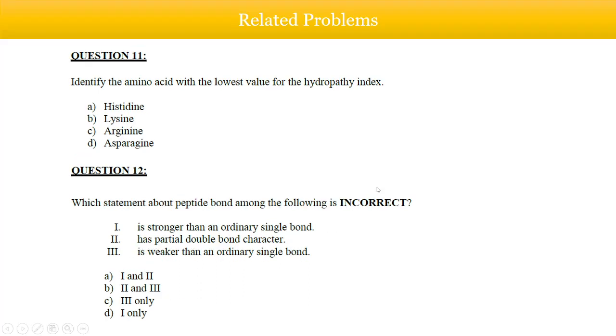Okay, moving on to the next question. Identify the amino acid with the lowest value for hydropathic index. The lowest hydropathy index means highest hydrophilic nature, and highest hydropathic index means more hydrophobic in nature. So among histidine, lysine, arginine, and asparagine, arginine has the lowest hydropathy index, as it has the most hydrophilic side chain. So arginine is the right answer, and option D.